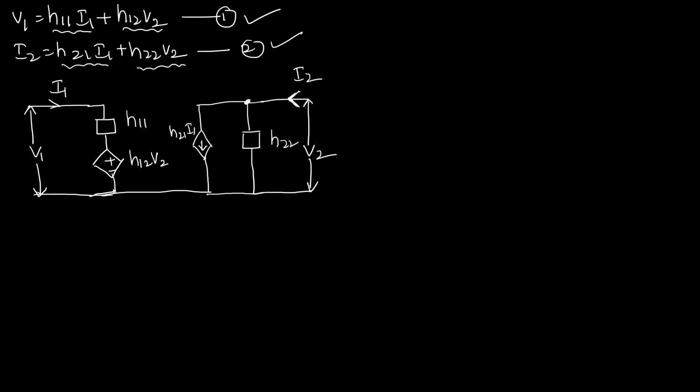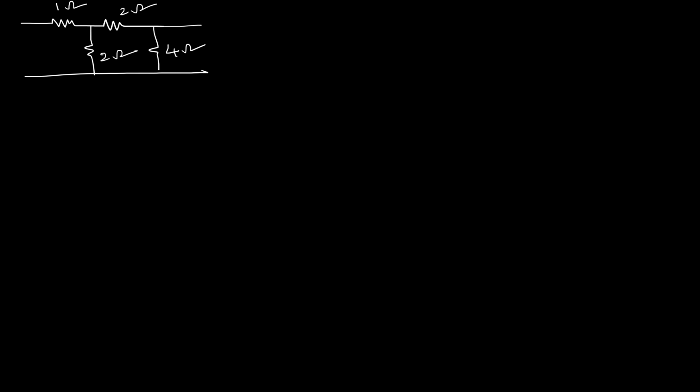Now let us solve a problem based on H parameters. Let me take one of the examples. Let us say this has 1 ohm, 2 ohm, again 2 ohm, and then 4 ohm. In this particular problem we need to find the H parameters. This is V2 and this is I2.